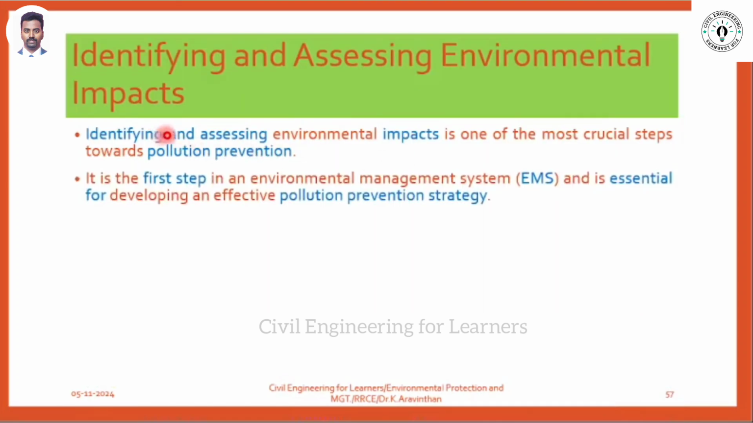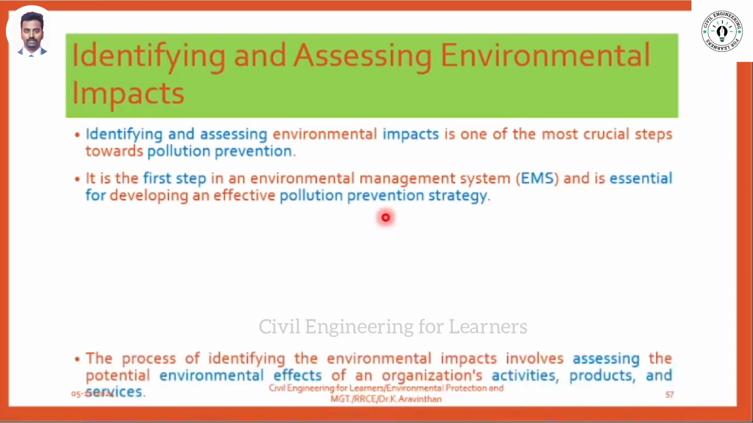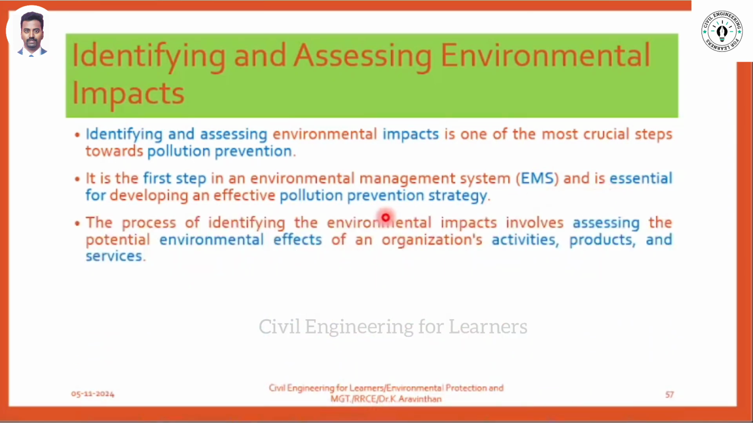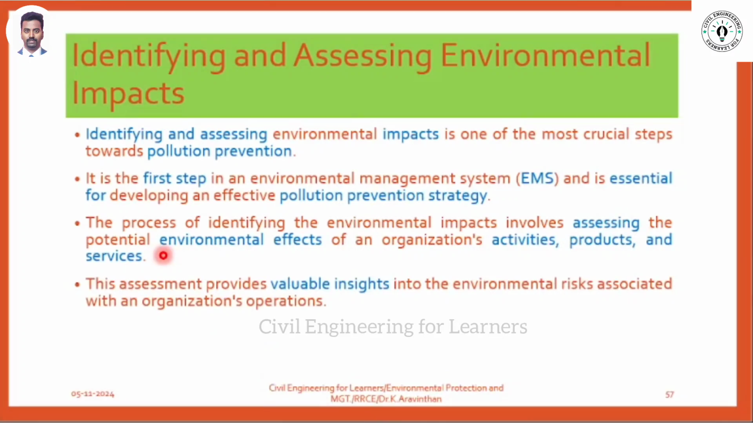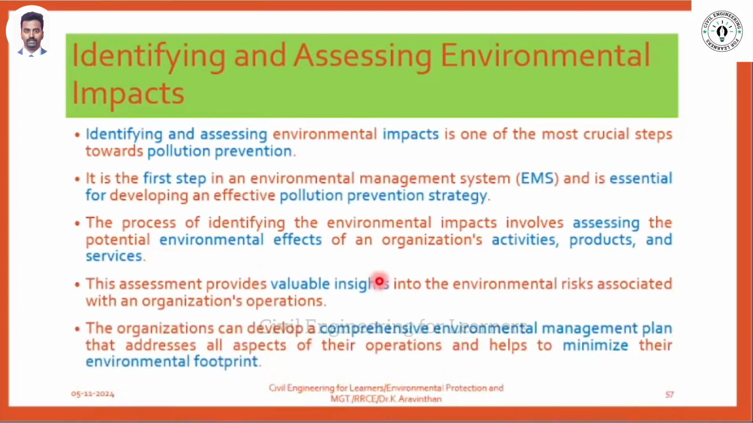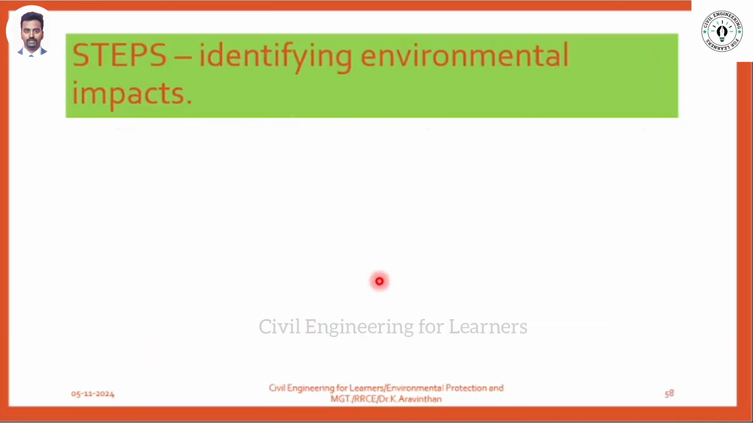After identifying and assessing the impact, what you can do is prevent pollution. The first step is to make an environmental management system, which is essential for a pollution prevention strategy. What are the things to assess? Activities, products and services which affect the environment, and valuable insights have to be taken. A comprehensive environmental management plan for minimizing the environmental footprint.